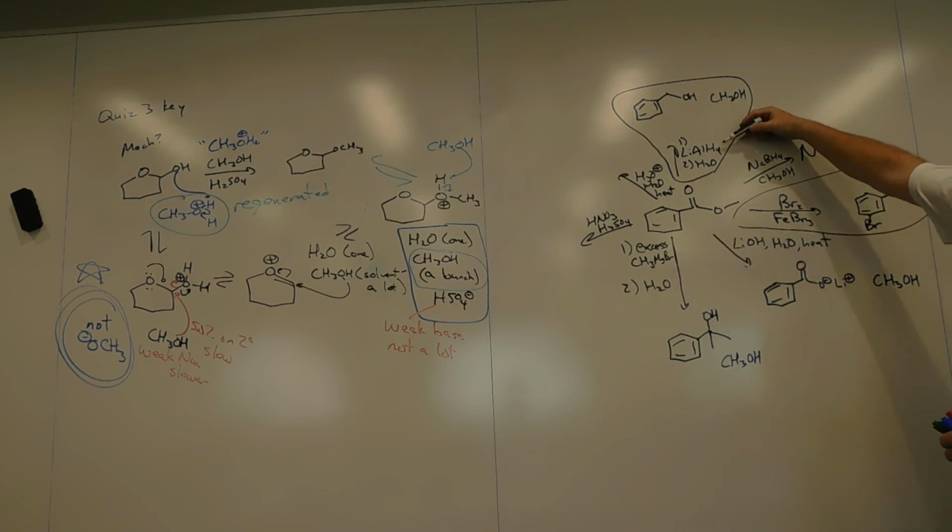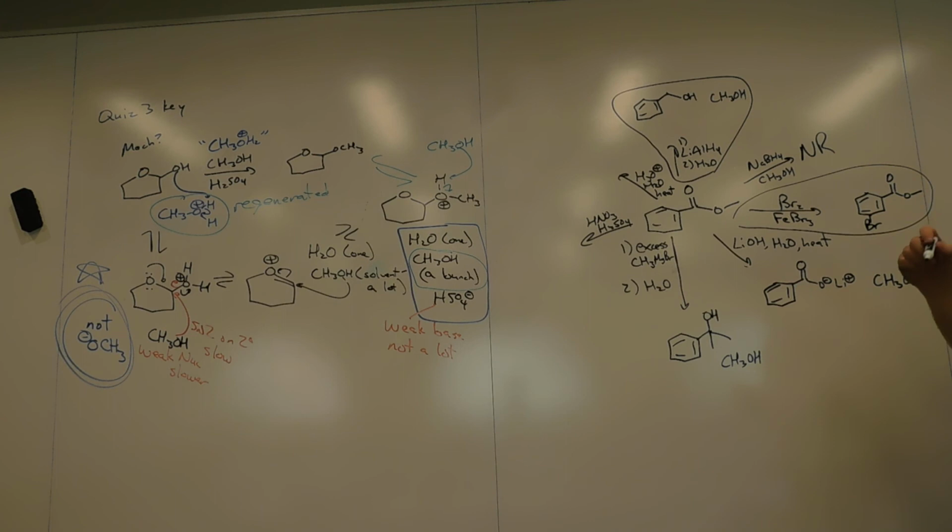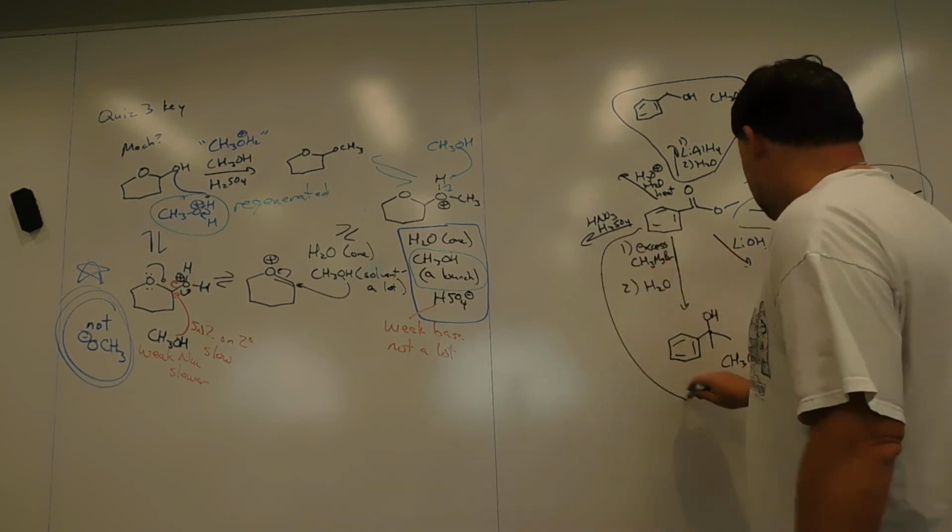A couple of people asked me, where's the excess, do you have to say excess lithium aluminum hydride? Recall that lithium aluminum hydride and sodium borohydride have 4 equivalents of hydride on each one. So if you use a stoichiometric amount, you have excess. Okay, so this was that one.